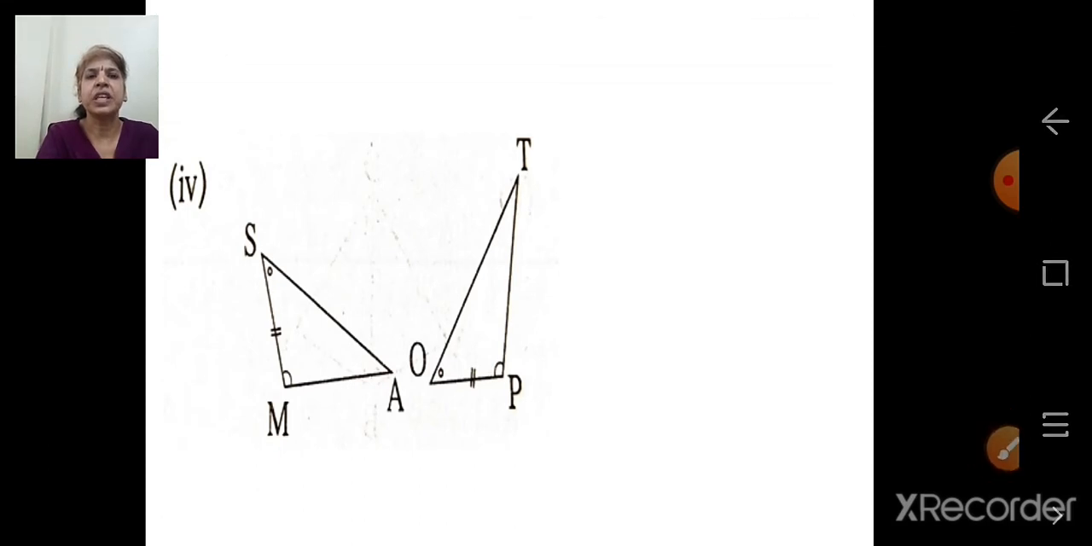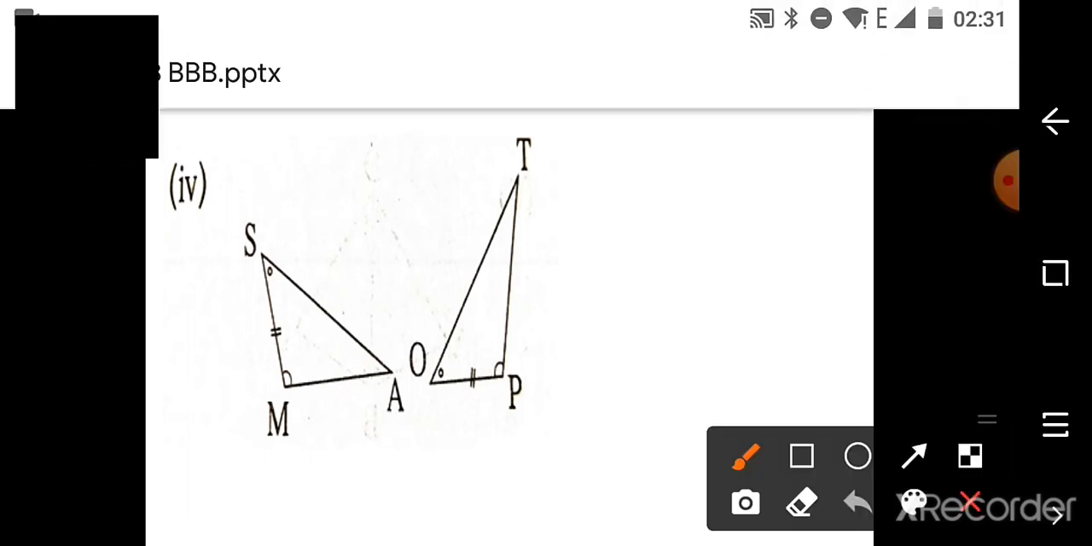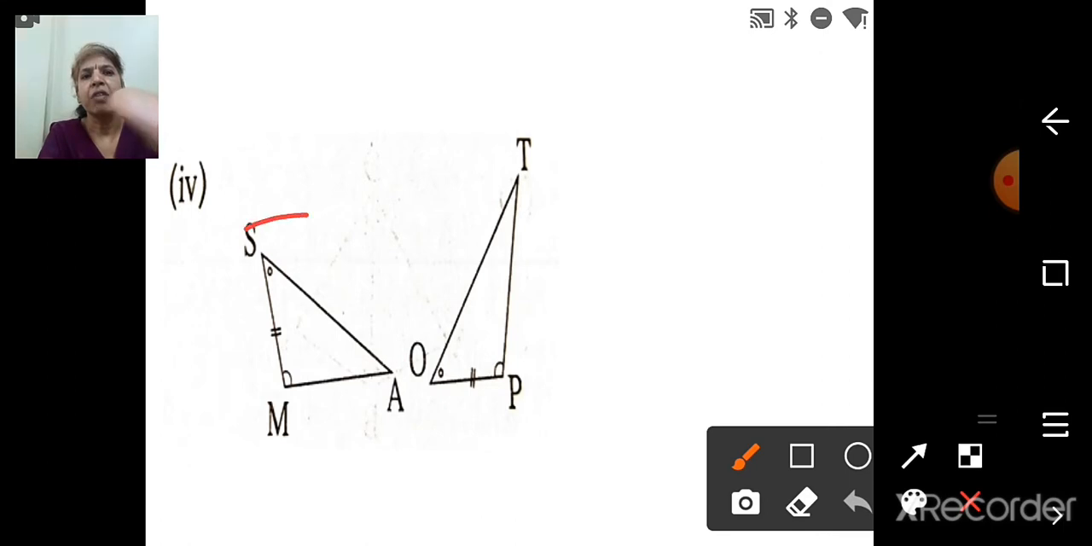Next question, you see two triangles are given, right? You can also see the identical markings. If you see the identical markings, you will find angle S has the identical marking of O, and M has the identical marking like P. And what else is given? A side is given. One side.